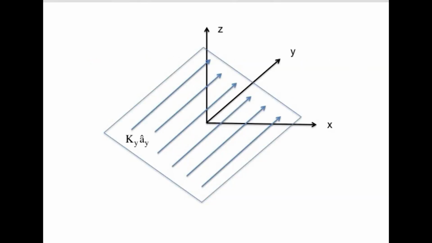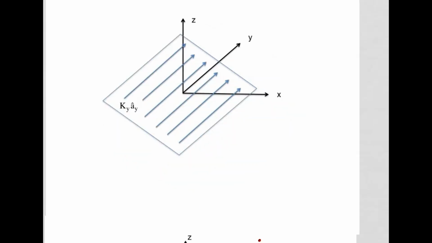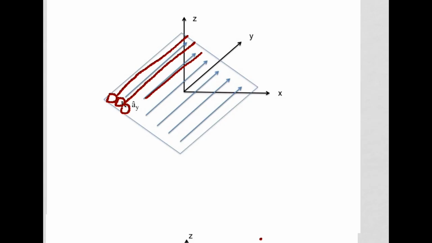Let's place the current sheet in the XY plane with the current flowing in the Y direction with an amplitude of K sub Y amps per meter. We can visualize this current sheet as a series of wires that we lay side by side like this, and so forth.